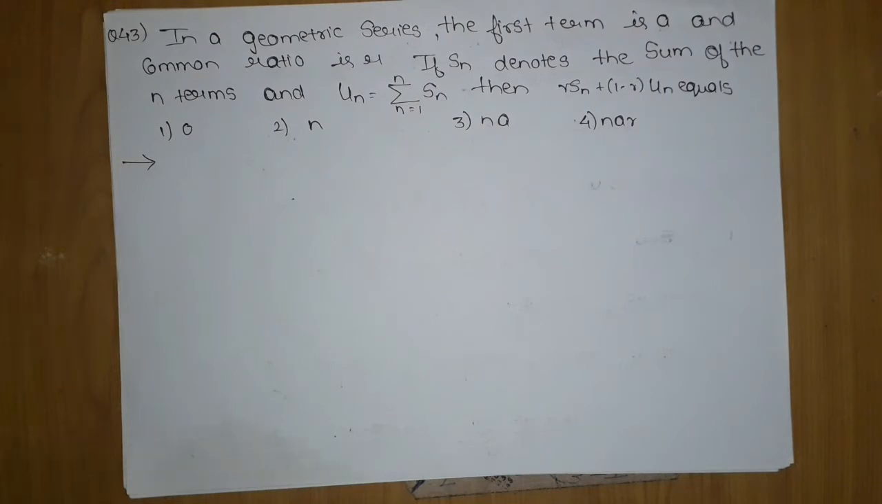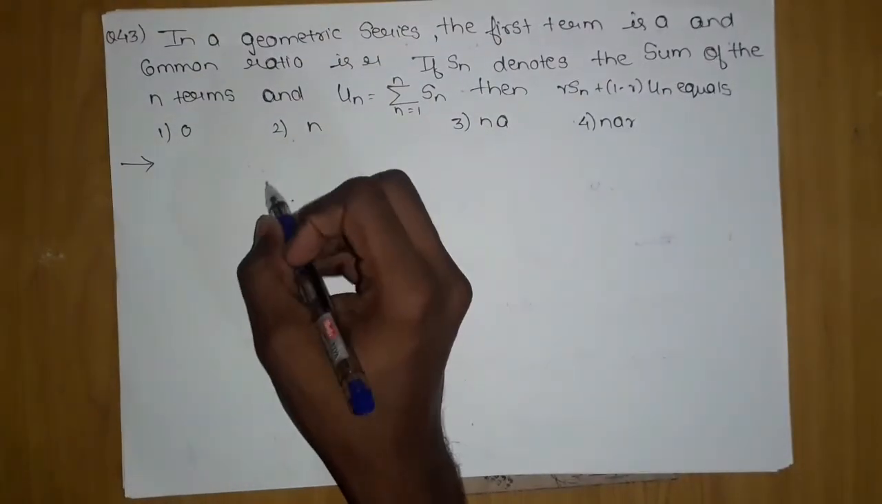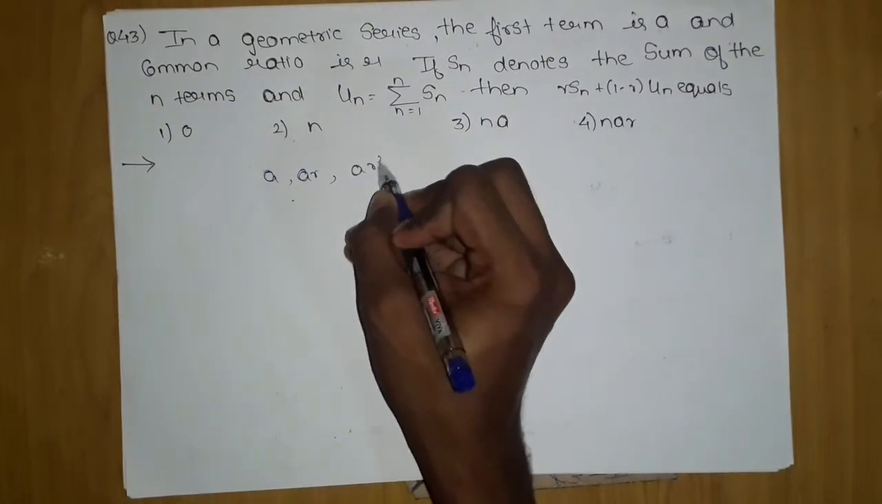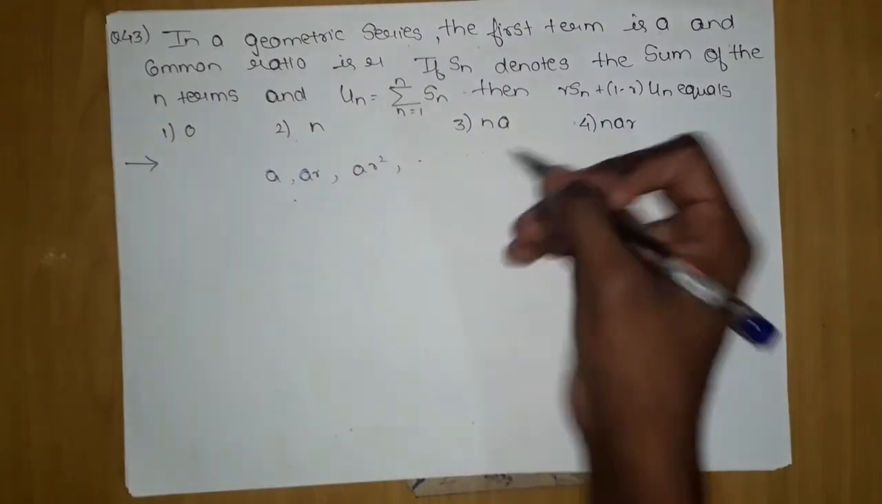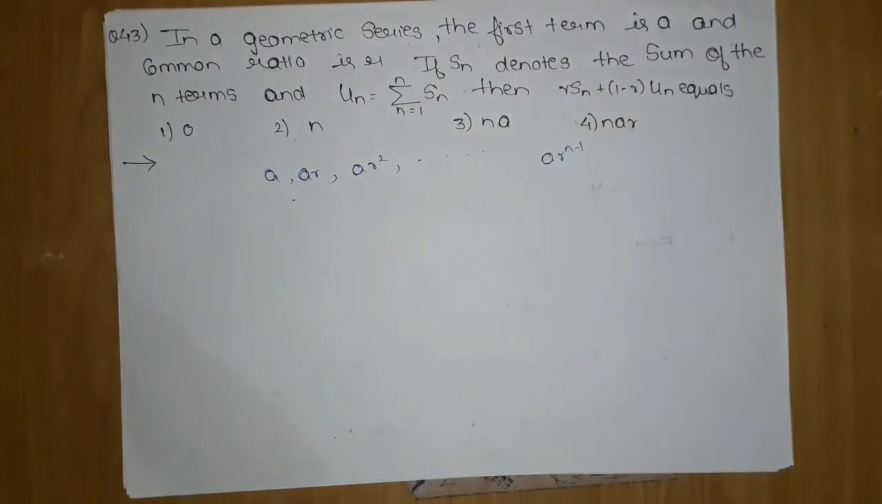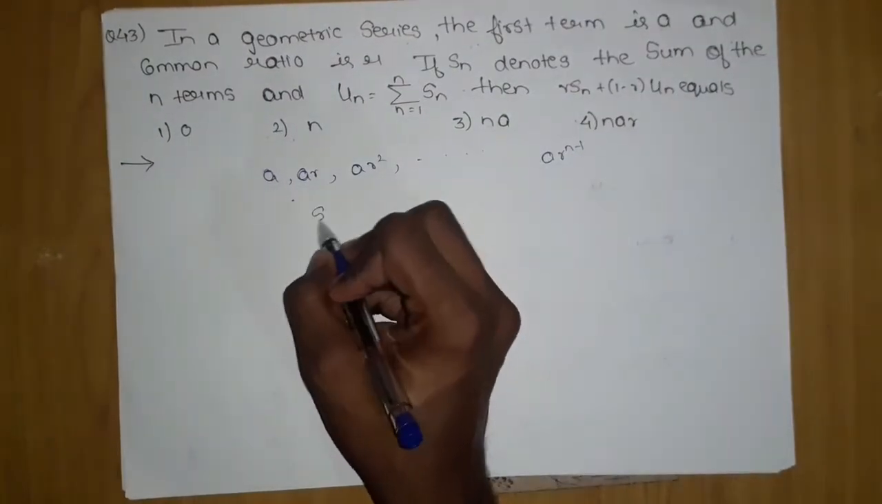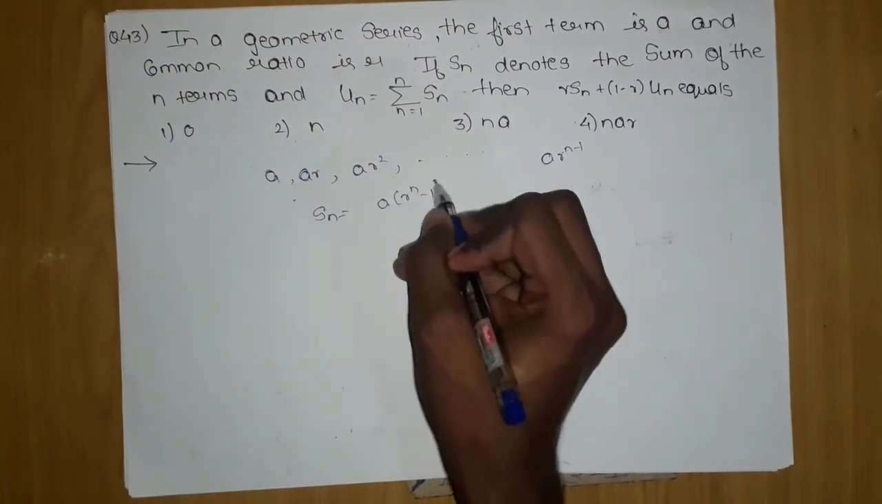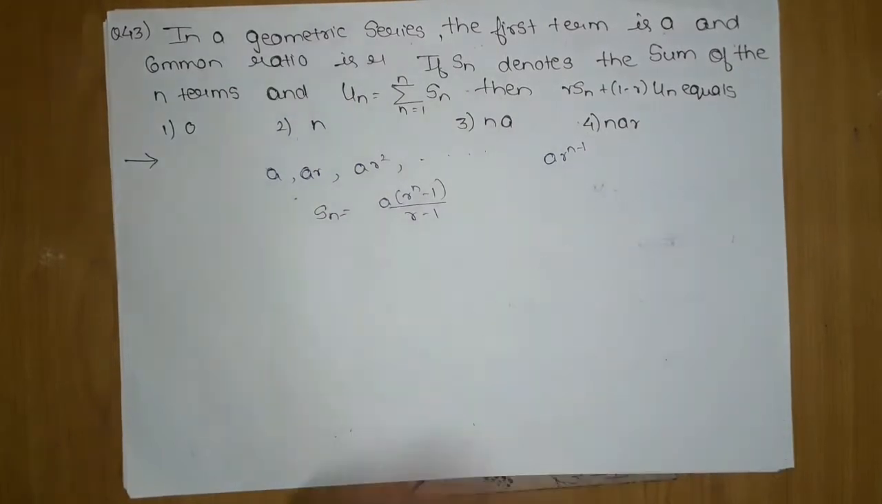First, it is telling a geometric series: A, AR, AR squared, and so on. What is the last term? AR^(n-1), which is the Tn term. Now can we get its Sn? Very easy: A into R^n minus 1 upon R minus 1.